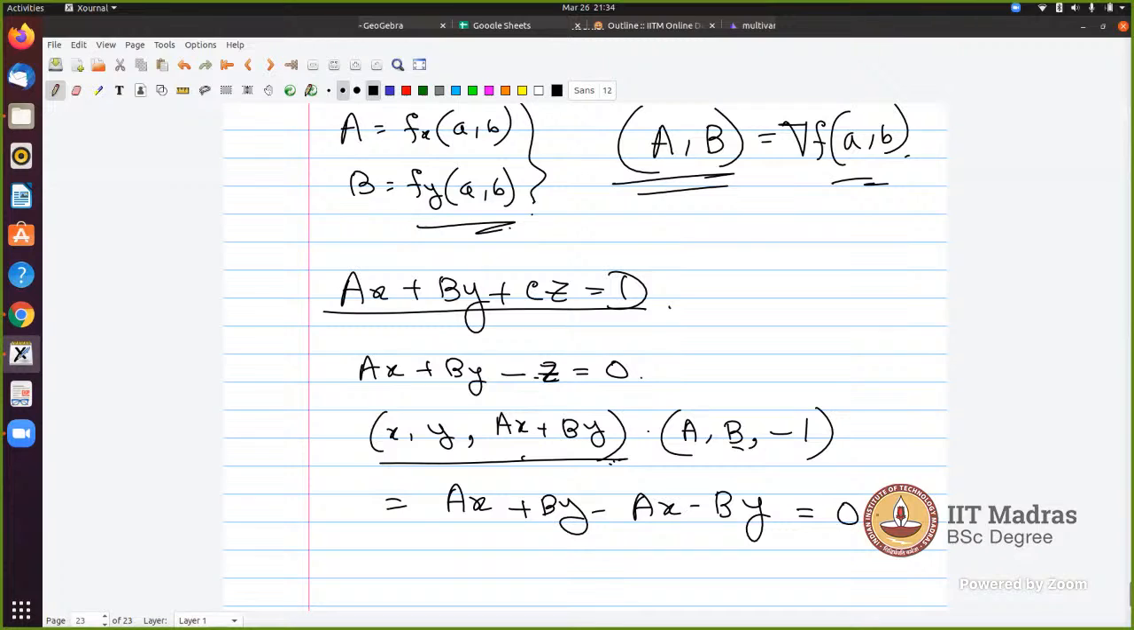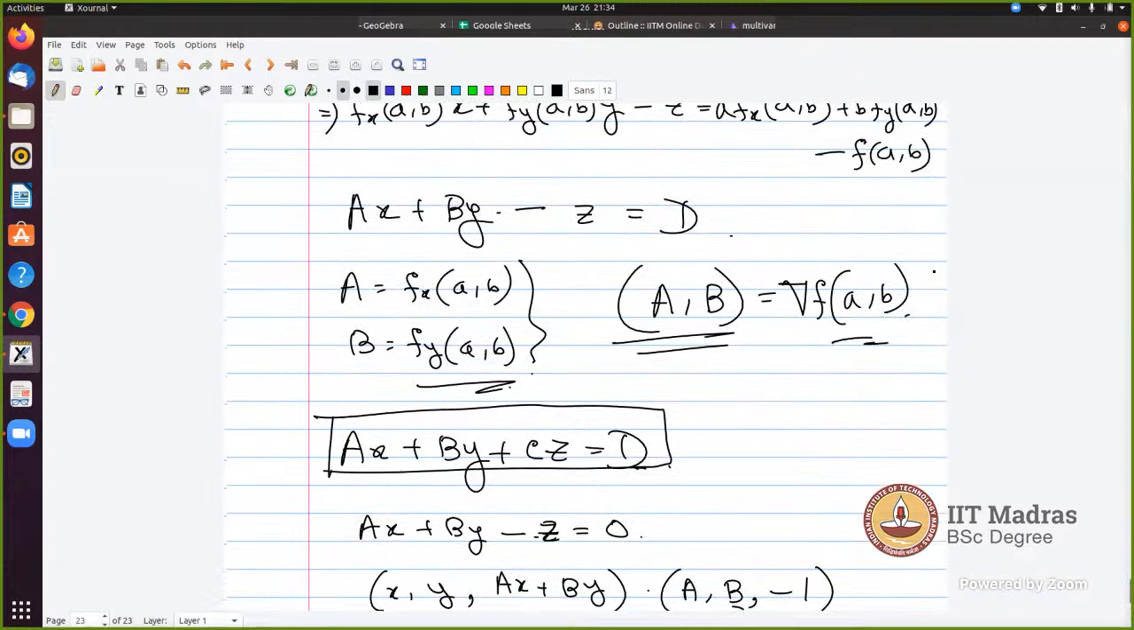I am not getting how this minus 1 came. Because these two, a and b, are clear, that they are the gradient. They are forming the gradient. How did this minus 1 come?